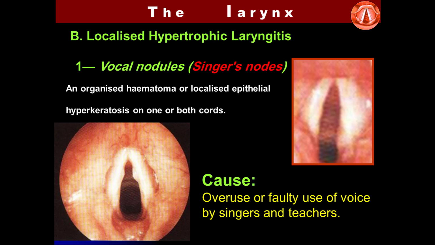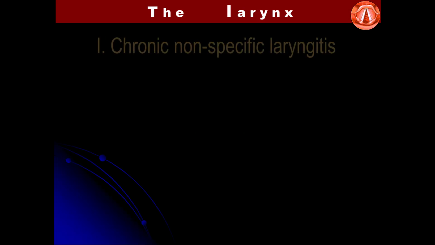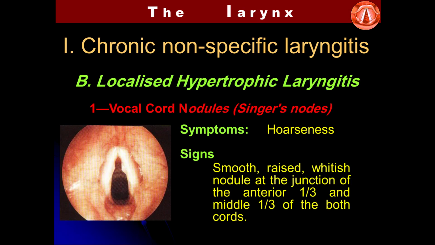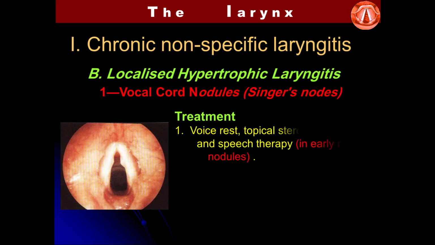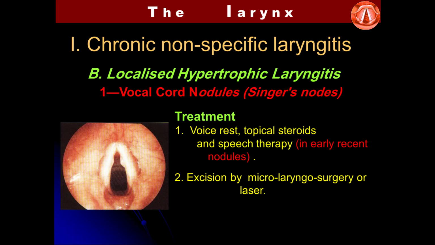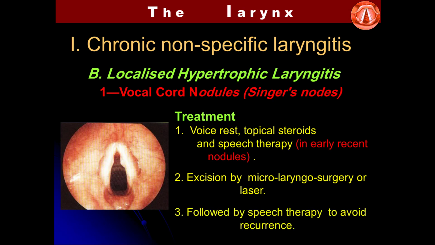or both vocal cords, and usually it is bilaterally detected at the junction of the anterior and the middle thirds in patients who use their voice frequently, like singers and teachers. This patient has hoarseness of voice, and usually there is a smooth, raised nodule at the junction of the anterior and the middle third on both vocal folds. Treatment, again, is voice rest and topical steroids with speech therapy in early cases, and excision by microlaryngeal surgery or laser in advanced cases, followed by speech therapy to avoid recurrence.